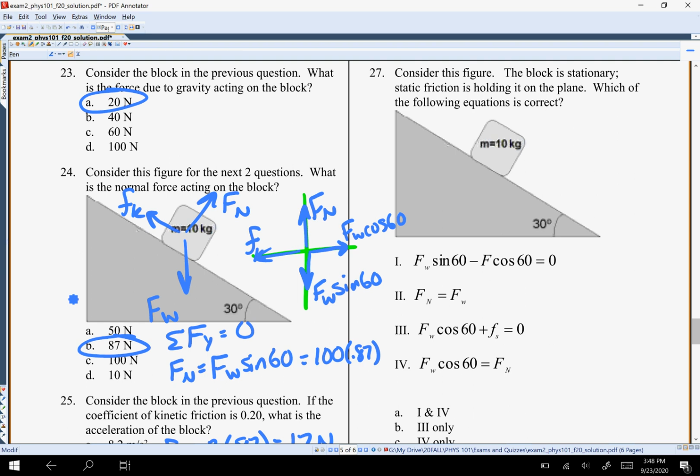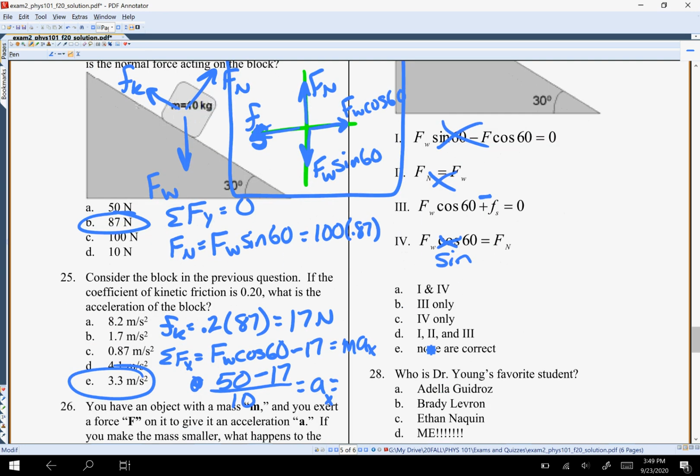Well, I've already done this, so actually I can just look at this diagram, because this is the one that I've already drawn, and it's the same diagram except here this is going to be Fs instead of Fk. So Fw sine 60 minus F cosine 60. No, that's not right at all. Fn is equal to Fw. That's not right either. Fw cosine 60 plus Fs, that would have been correct if this was a negative. And Fw cosine 60 equals Fn, that would have been correct if this was sine. So the answer there, of course, is E.